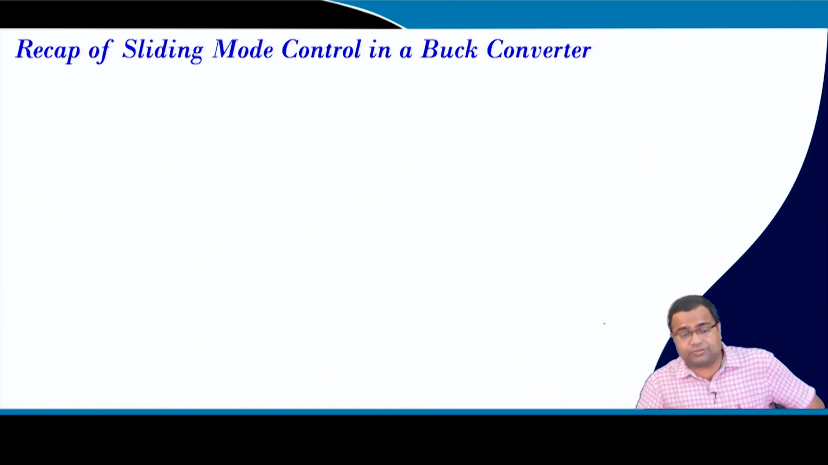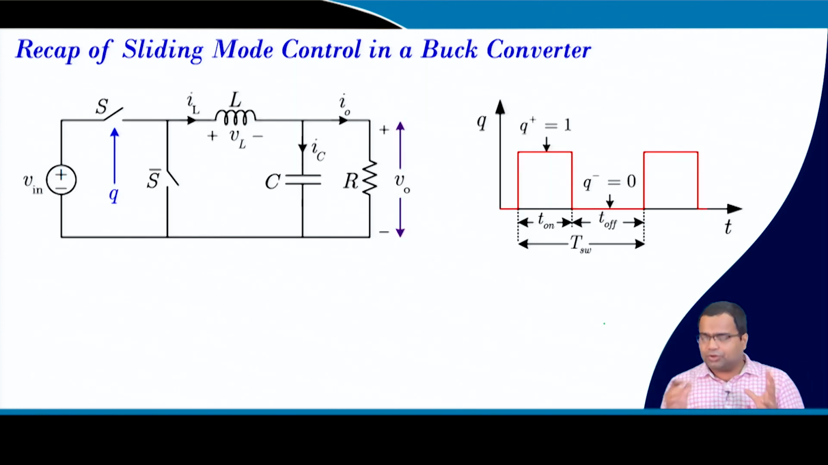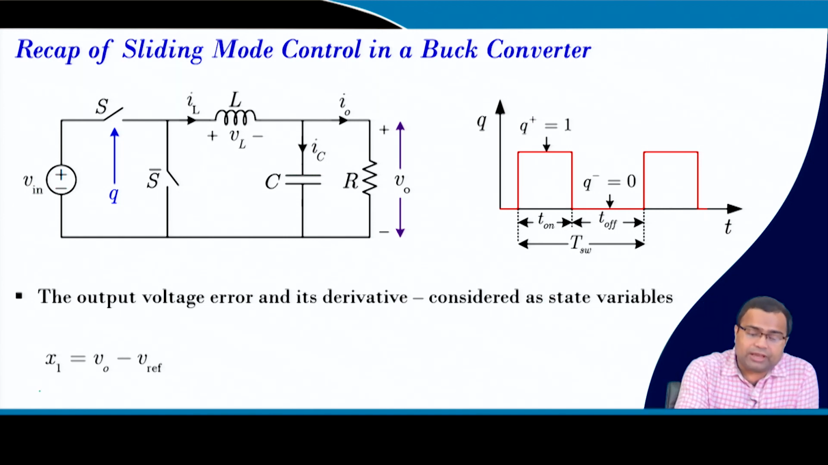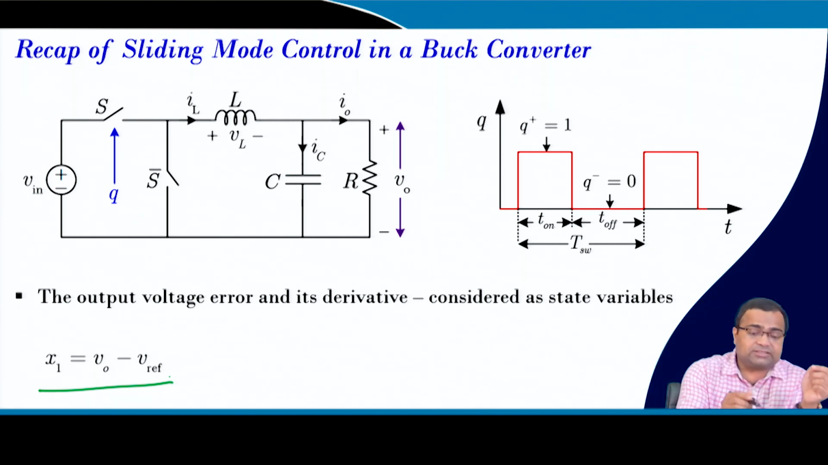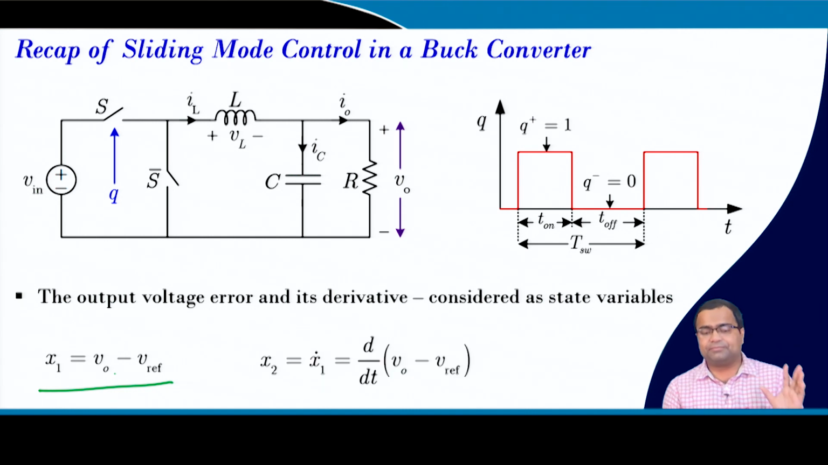Now, we want to recapitulate our sliding mode control concept in a buck converter. What we did in sliding mode control initially, if you go to our lecture number, I think 46, the previous lecture, the first state variable was the voltage error. You can take Vref minus V0 or V0 minus Vref. I have taken x1 to be V0 minus Vref, and x2 is the derivative of the error voltage.